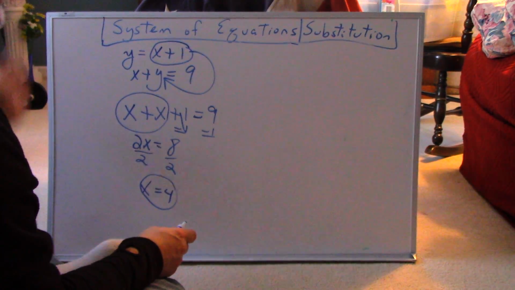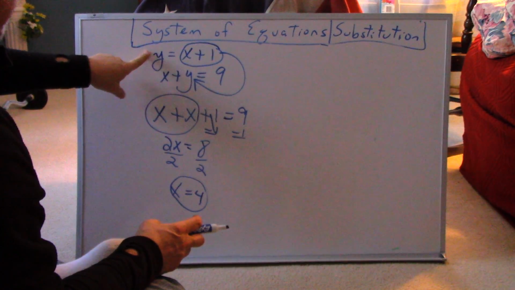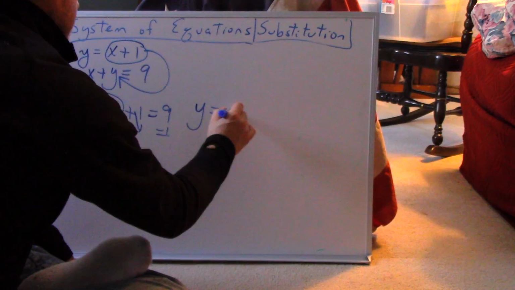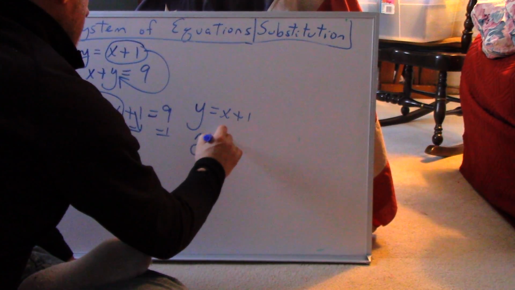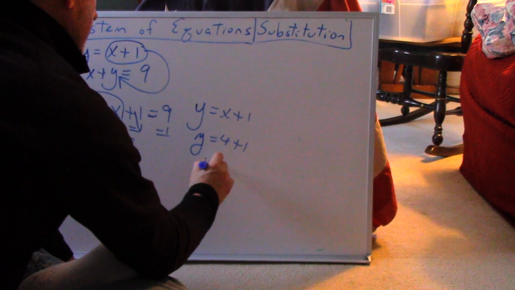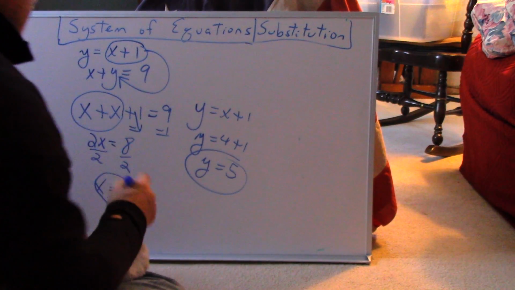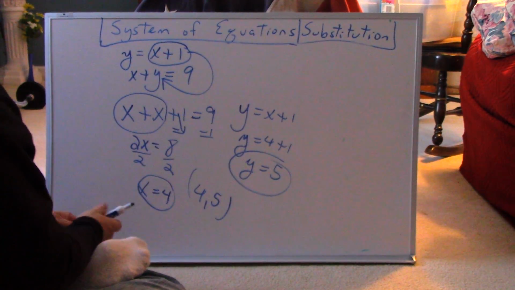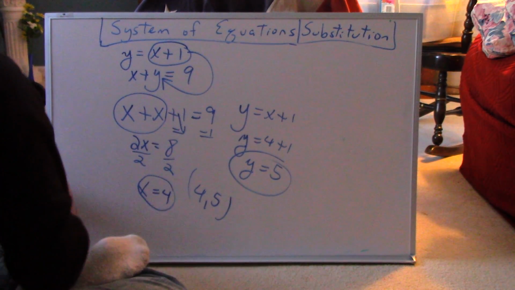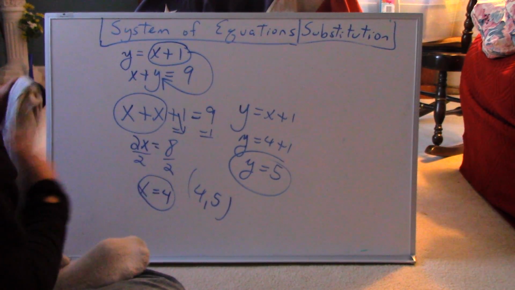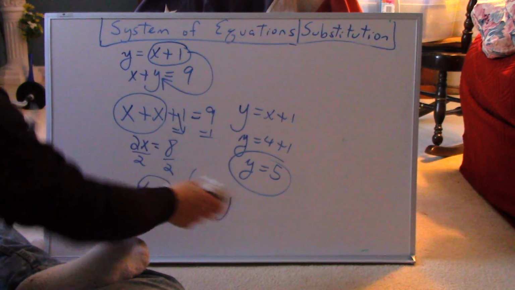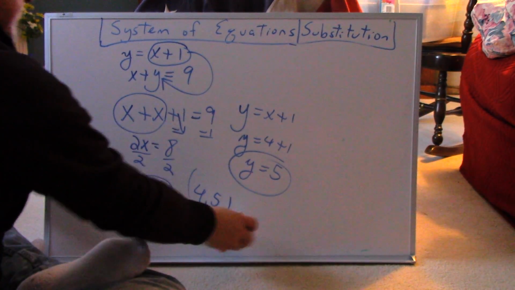Now what's y? I can come back over to this equation, and y equals x plus 1. y equals 4 plus 1. y equals 5. So x is 4 and y is 5. If I was to graph those two lines, because each equation represents a line, they would hit at 4, 5.